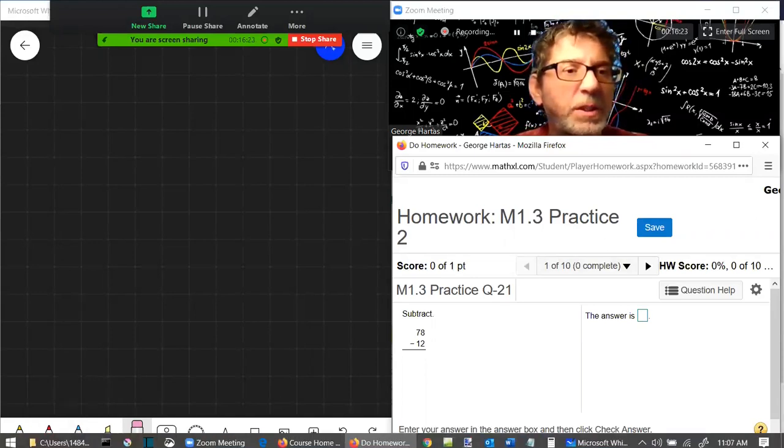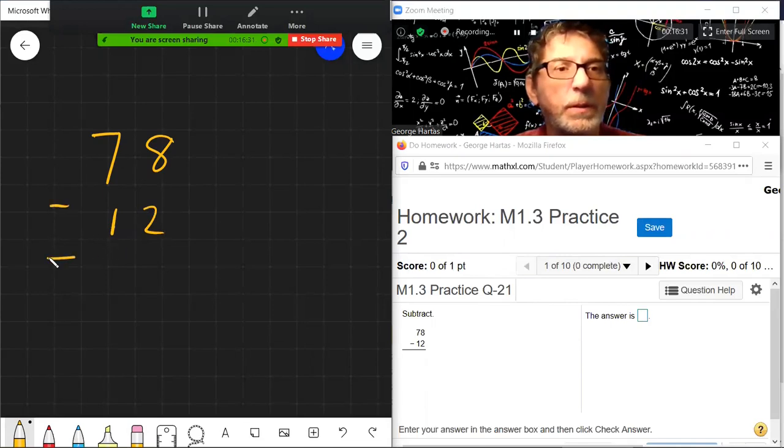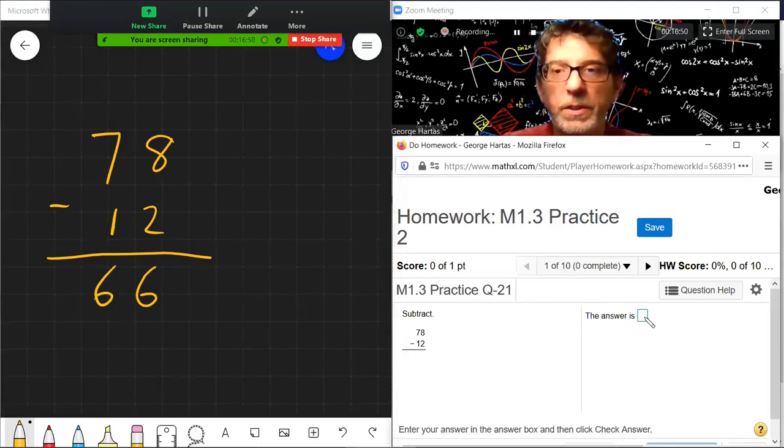So we have 78 minus 12. So we start from the ones column and just subtract. 8 minus 2 is 6. Then we switch to the tens column. 7 minus 1 is 6. Okay, so the answer appears to be 66.